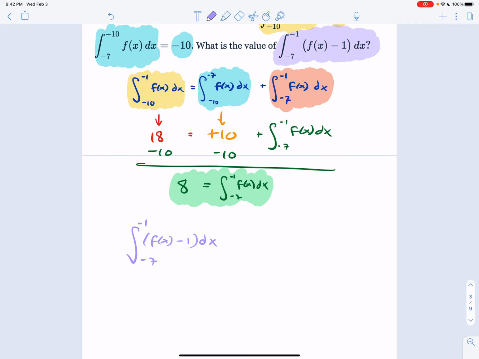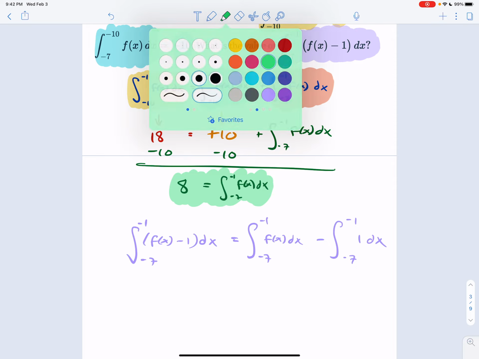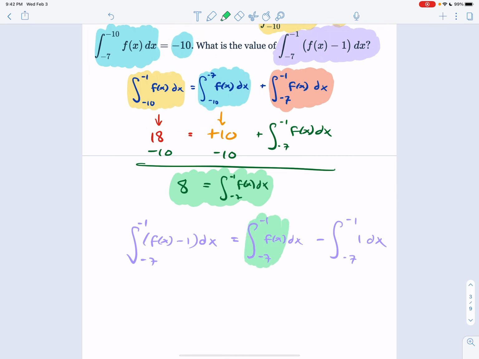You've seen this type of problem in the last homework assignment, or maybe two. This allows you to split the integral, so you can keep the f of x by itself, and then keep the 1 by itself. If you take a look here, we actually now know what this value is. It's right up above. We now know that this is +8 according to our math upstairs.